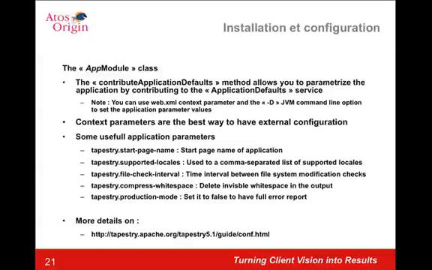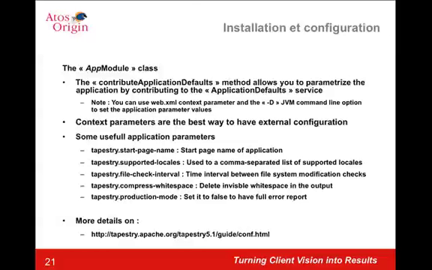If it exists, Tapestry will add it to the IOC registry. A part of your application will be configured via symbols. The symbols can be overridden by using the contributeApplicationDefaults method in your app module class. These parameters can also be overridden in your web.xml or with an option in your JVM command line.